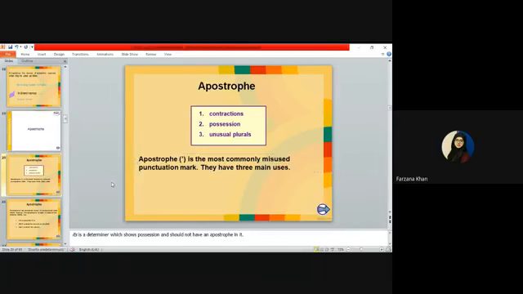The apostrophe is the most commonly misused punctuation mark. Basically, there are three main uses of the apostrophe. First of all, it is used to make contractions. Secondly, it is used to show possession. And thirdly, it is used to make unusual plurals. For words which have no plural but we need to make them plural, we add an apostrophe there. Let me explain one by one what the uses of apostrophes are.